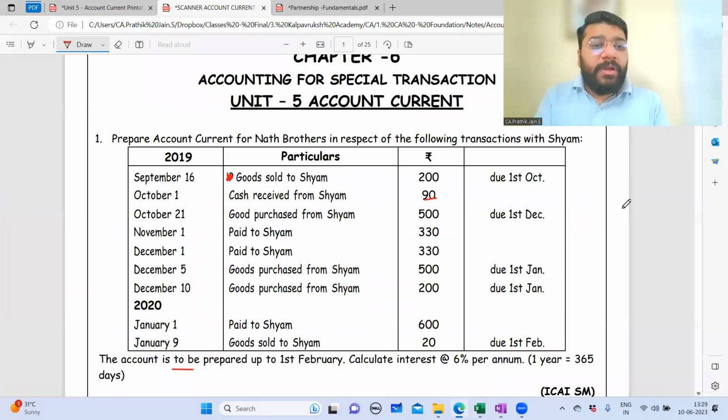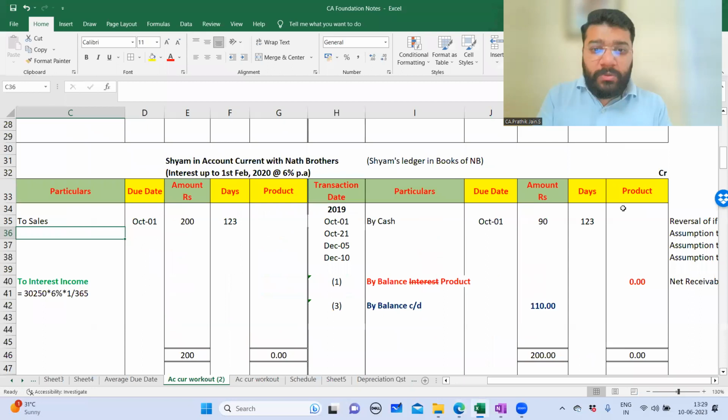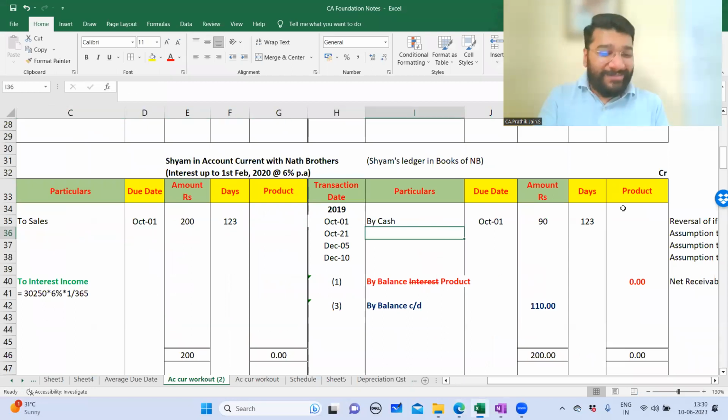Next, October 21, goods purchased from Sham. Entry, please. Guys, when I'm asking entry, all of you have to answer, because only when you keep on answering will your brain proactively function, or else it will go into sleep mode. So, goods purchased from Sham. I want everybody to answer in chorus. Entry, please. Very good. So, by purchase or to purchase? By purchase.